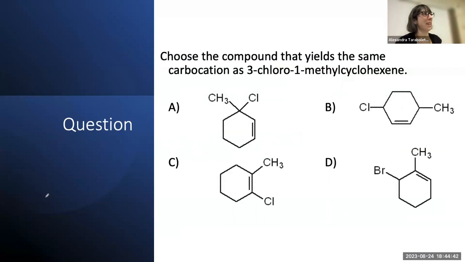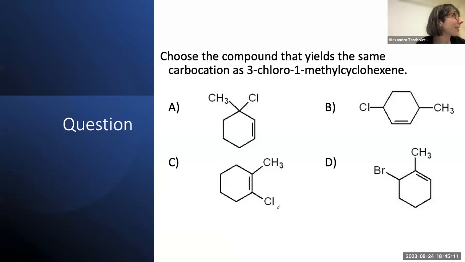That was kind of just a side note on SN2. It happens a little faster, but nothing else weird goes on. Okay, so another question here. Choose the compound that yields the same carbocation as 3-chloro-1-methylcyclohexene. I'm going to stop before we choose these and draw out what the name says.